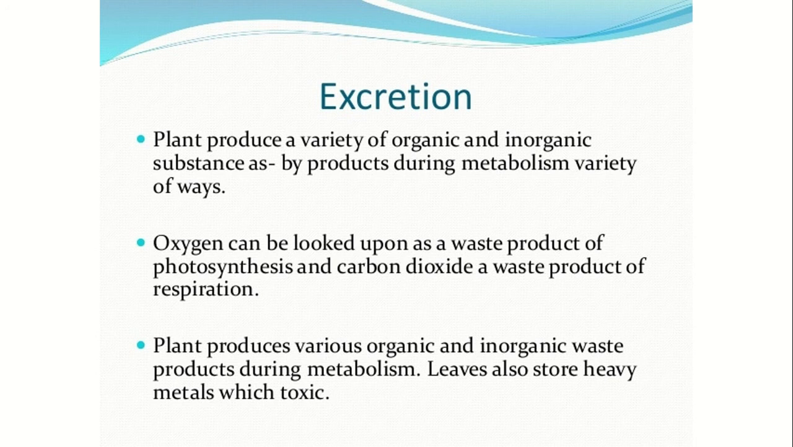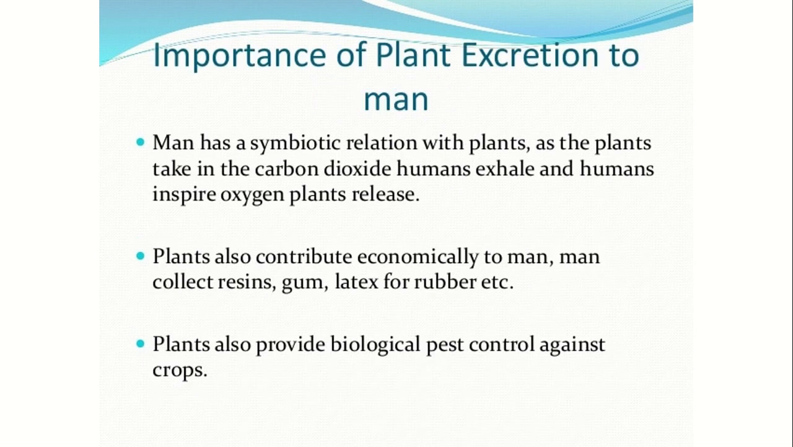With plants, a large amount of oxygen is produced, which is very helpful for the living of human beings. So this oxygen, which comes out of photosynthesis from the plants, is a waste product for the plant, but it is very useful for human beings to live on this earth. Plants produce various organic and inorganic waste products during metabolism. Leaves also store heavy metals, which are toxic, and shed them off during some seasons.